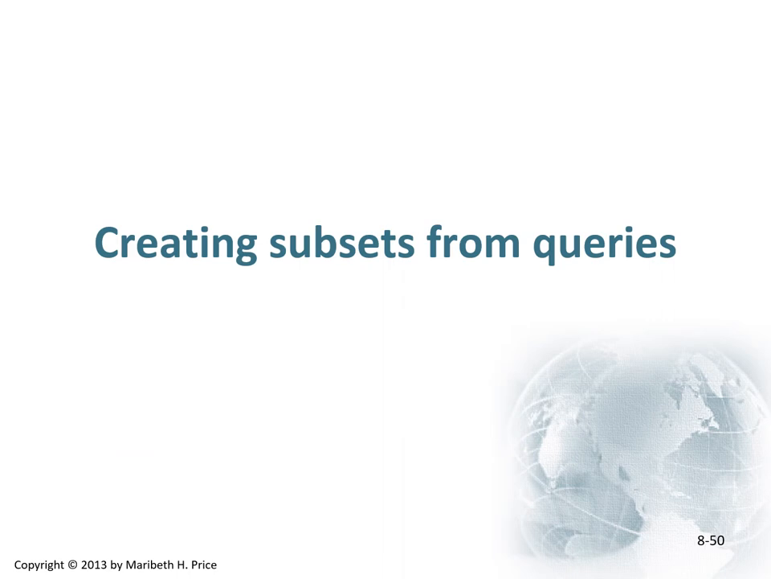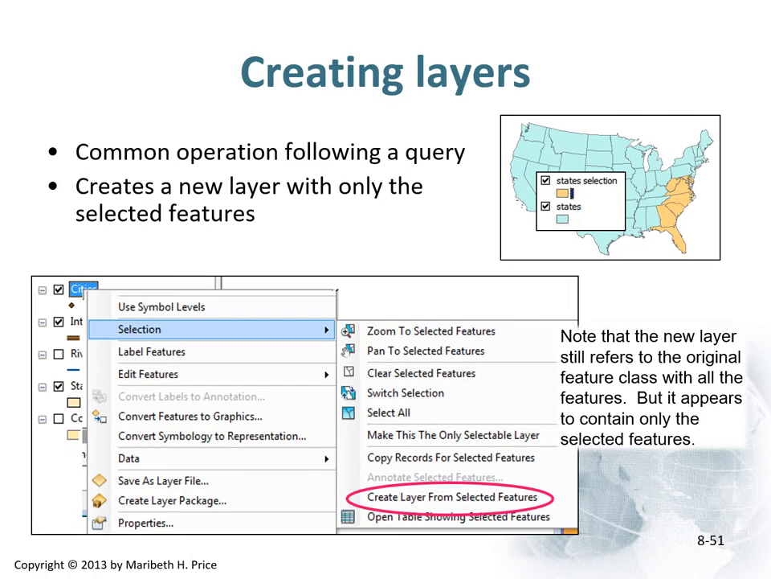The big thing that helps us most with queries, or the biggest help we get from queries, is the ability to create subsets. One way we can do that is by creating layers. I don't like layers. Layers are dressed up ways of how we display selections. It doesn't actually trim things away. I don't like doing that.